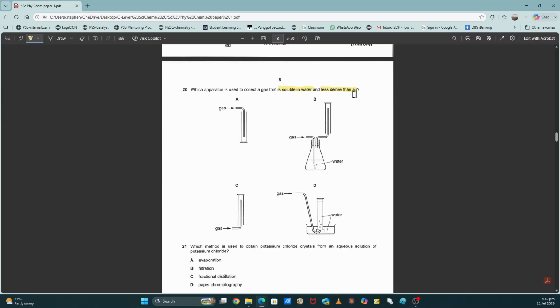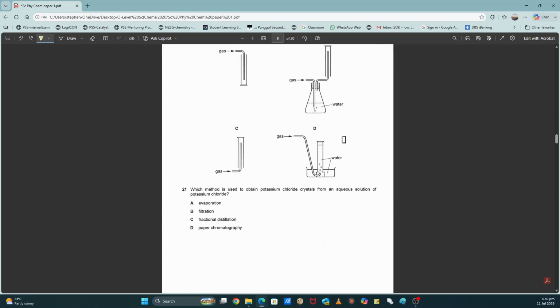The second clue comes from less dense than air. Less dense than air means it will float. So, for example, if the gas comes down here, what happens is that it will float. If it floats, that means once it comes out from the bottom of the tube, it will float up. And if it floats up, then of course you can't collect the air.